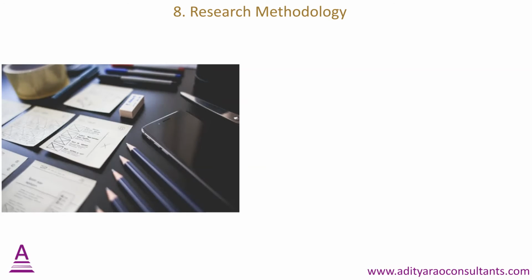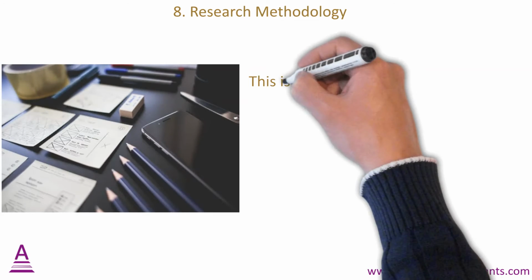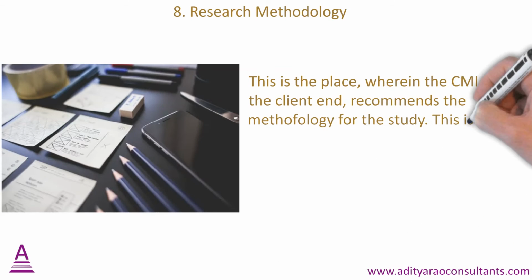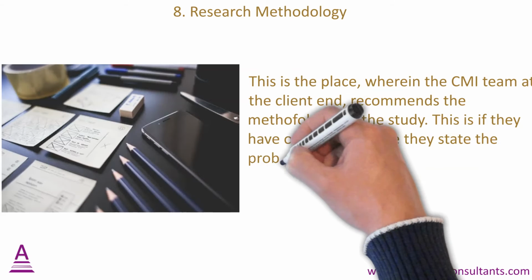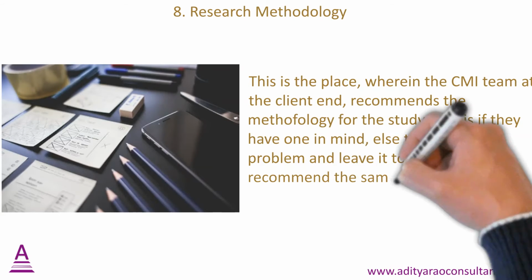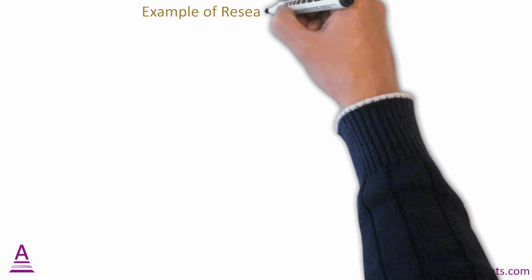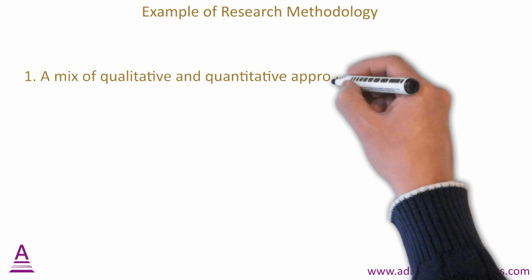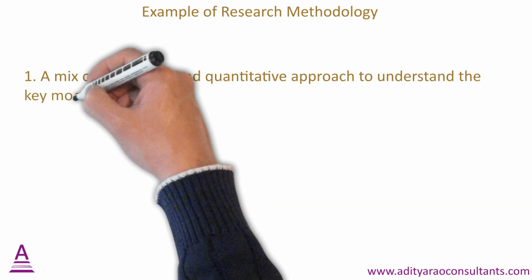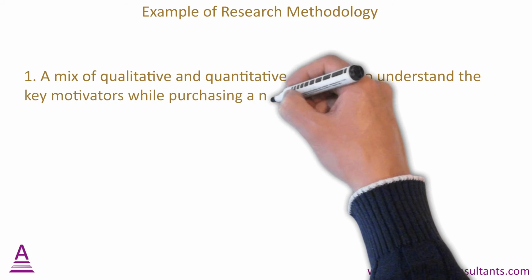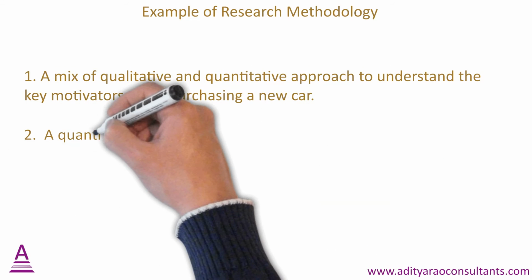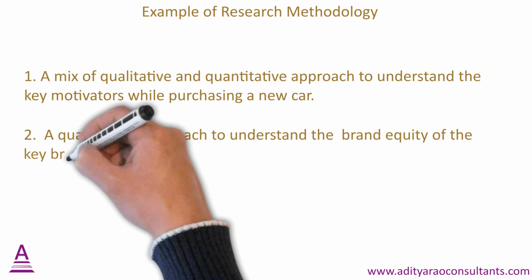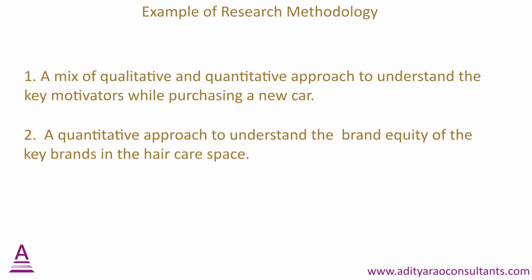Research methodology follows the information areas. In certain cases, the CMI team recommends the course of action. This is the section where this is done. An example of the research methodology could be a mix of qualitative and quantitative approach to understand the key motivators while purchasing a new car. A quantitative approach to understand the brand equity of the key brands in the hair care space.